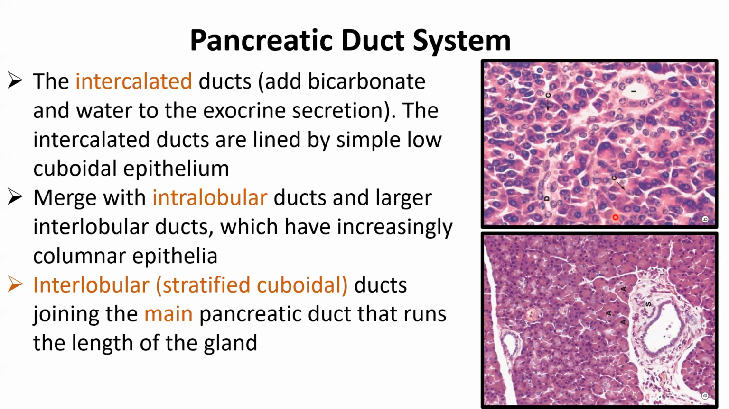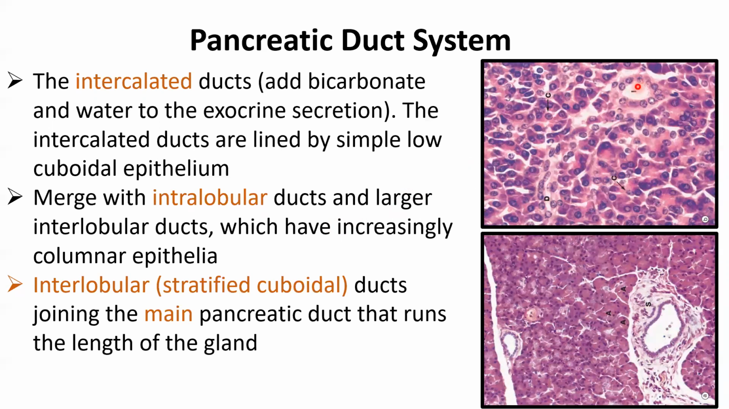And there's another centroacinar here. And they merge into interlobular ducts. These are the interlobular ducts, which are larger ones, and they increase in the size of the epithelium, now from low columnar, cuboidal, to columnar epithelium.